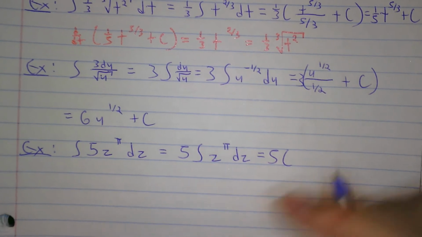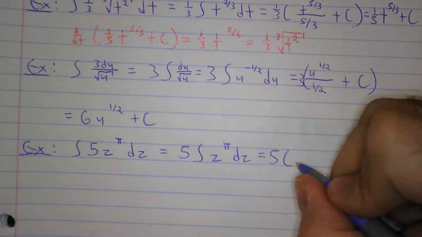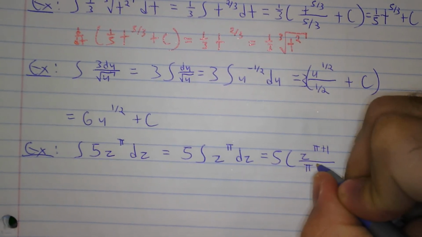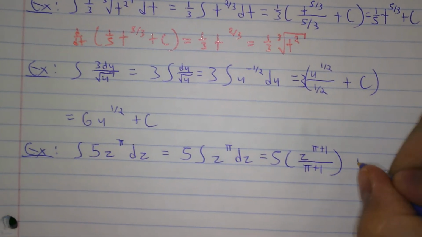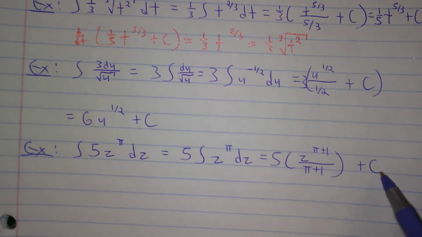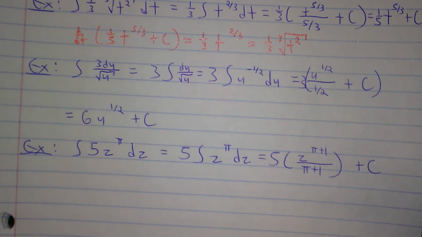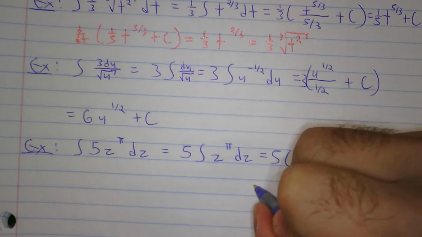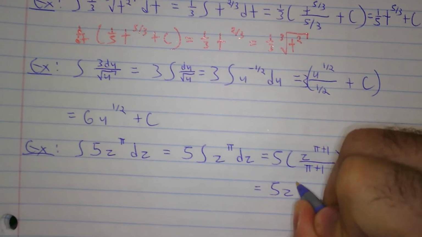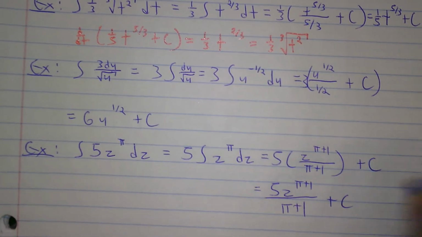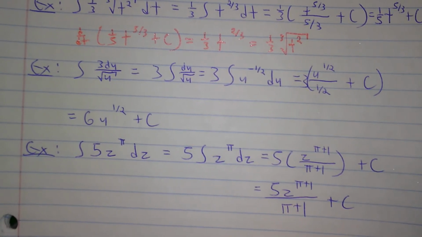So you're going to get 5 times, this time, let's just integrate what's in here. You add 1. So z to the pi plus 1 over pi plus 1. And then slap on a plus c. At this point, I think we just see it's going to yield plus c at the end. We don't have to go through all this mechanics. All right, so that's my answer. I could write it as 5z to the pi plus 1 over pi plus 1 plus c if I wanted to, but it's the same thing, right?